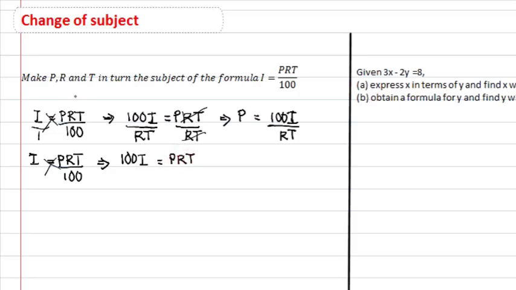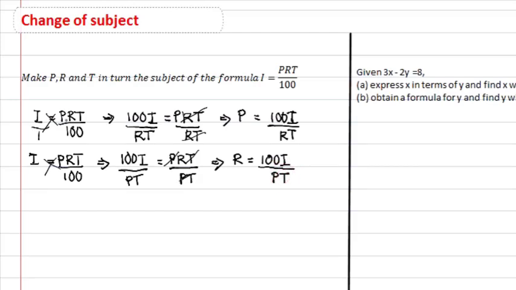This time we want to make R the subject of the formula, so we need to remove P and T. We are going to divide both sides by PT. So this PT will cancel out this part to remain only R. Our formula for R will then be 100 I over PT.